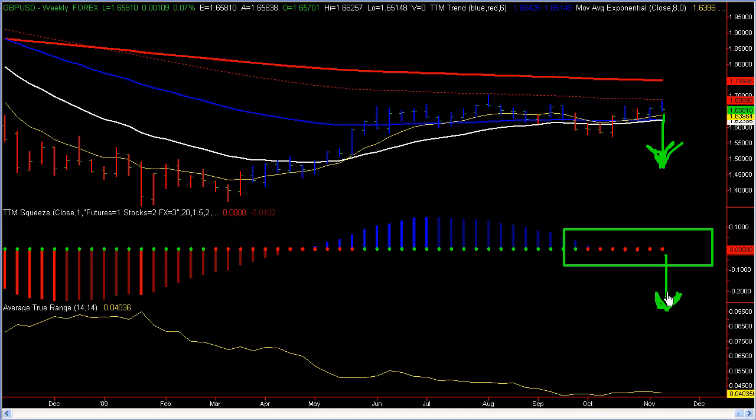But there's no reason to make a bet on a dollar rally until we see this, okay? Now, again, if this fires off long, the dollar's going lower. But if this does end up firing off short, then you can see that the dollar rally is going to start. Here was the last squeeze.